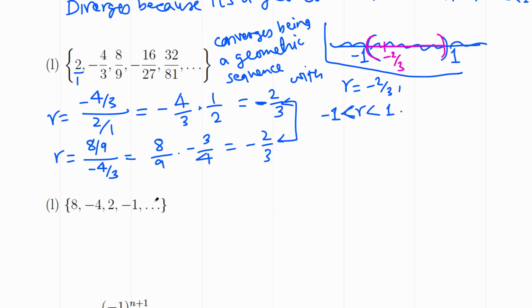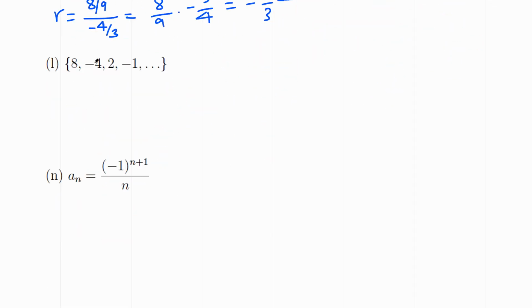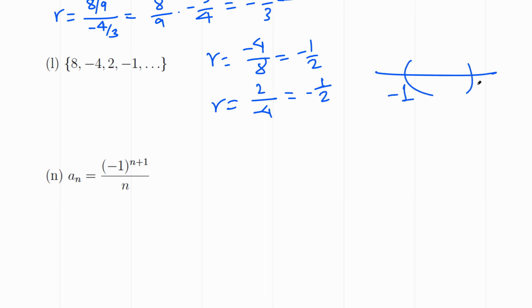Okay, let's do the same thing here. It looks like 8, 4, 2, they are decreasing. So it looks like a geometric sequence again. Let's confirm that. Second divided by first is negative 1/2. Third divided by second is also negative 1/2. Again, that is inside negative 1 and 1. So it converges, being a geometric sequence with r negative 1/2.